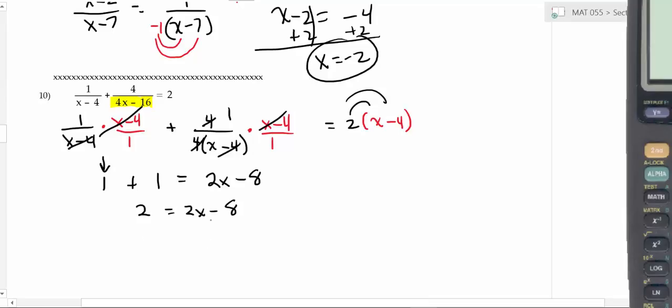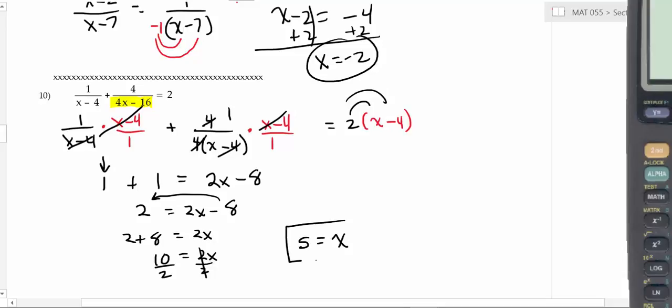You can add 8 to both sides if you want to, or you could just move it and say 2 plus 8 equals 2x. So that's 10 equals 2x. Then you can divide both sides by 2, so the answer appears to be x equals 5.